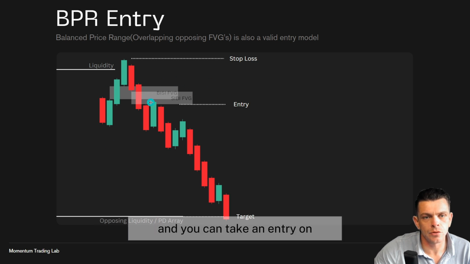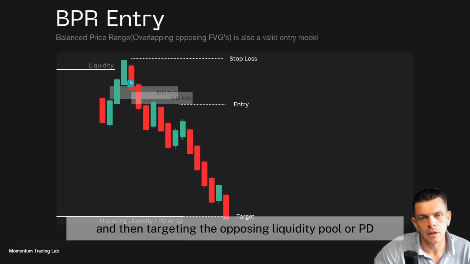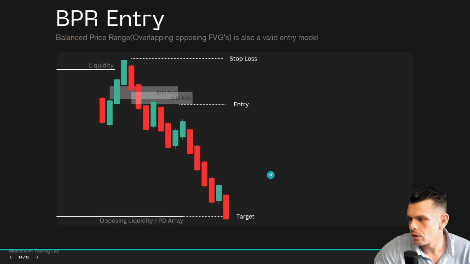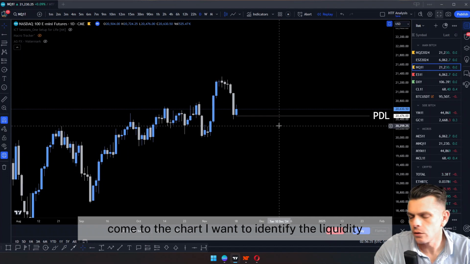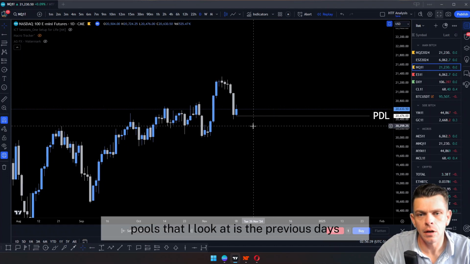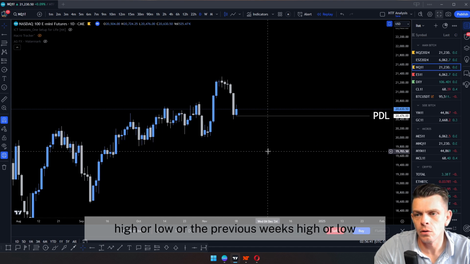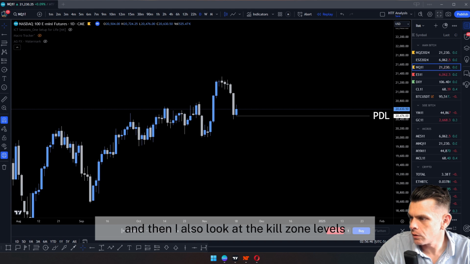And you can take an entry on the retrace into the closest fair value gap and then target the opposing liquidity pool or PD array. Right, so let's get into some examples. Come to the chart. I want to identify the liquidity. So the major liquidity pools that I look at is the previous day's high or low or the previous week's high or low. And then I also look at the kill zone levels.